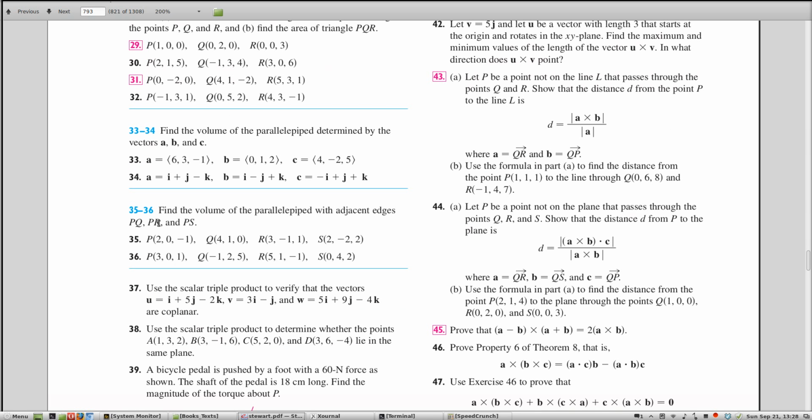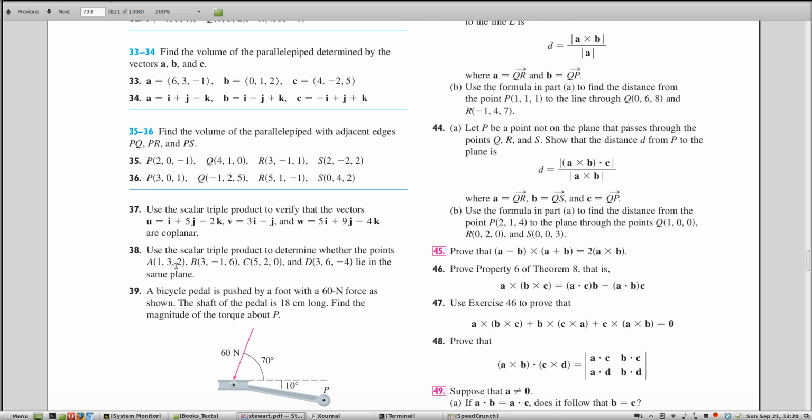Okay, and so number 35 and 36 are really similar, but instead of using A, B, and C, you have to use PQ, PR, and PS. So those are going to be your 3 vectors, and otherwise it's going to be just the same as these.